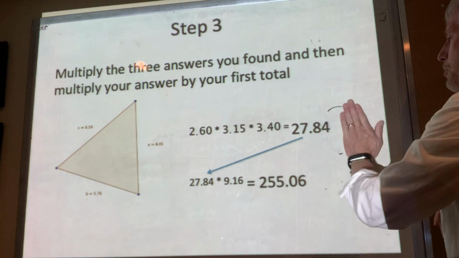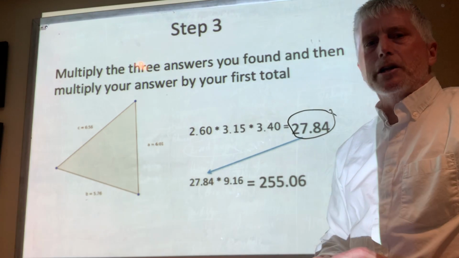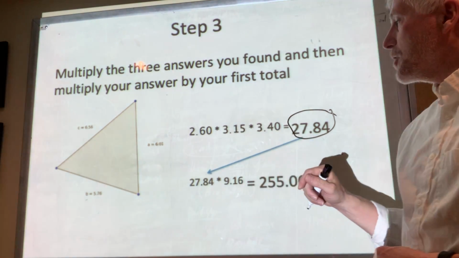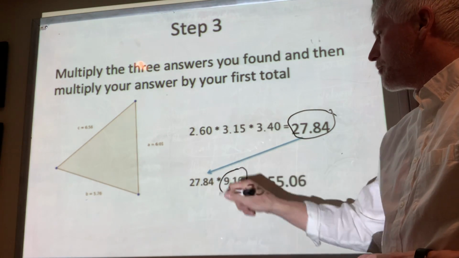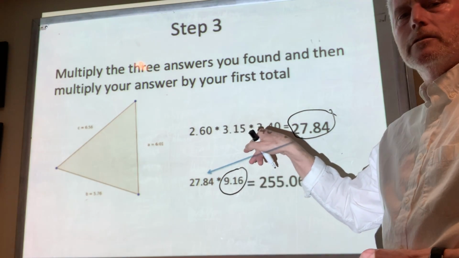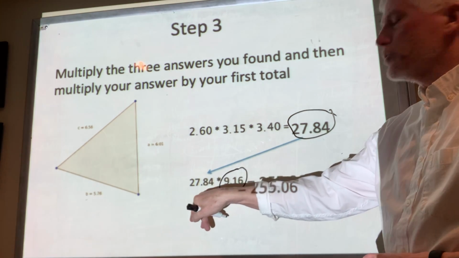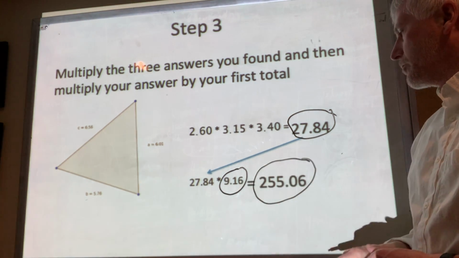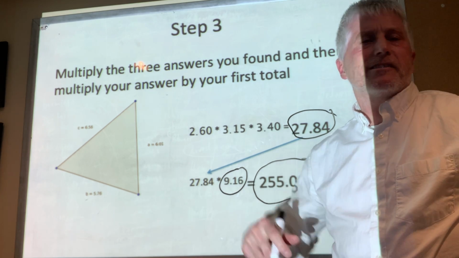And again, let me erase my board here. And we get a number when you multiply those 3 numbers out. And the second part of step number 3 is to take that number there and multiply it by that first number that we found. All right, so you're multiplying the 3 numbers that you found. You get a total. You take that total and multiply it by that first number we found, and we get a big number like this, 255.06. Everybody on board? Great.